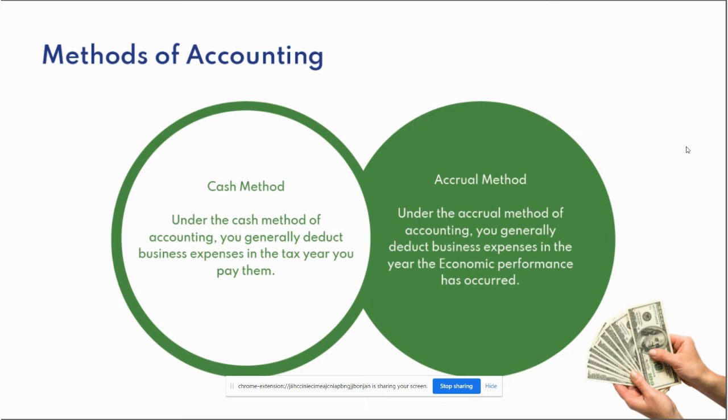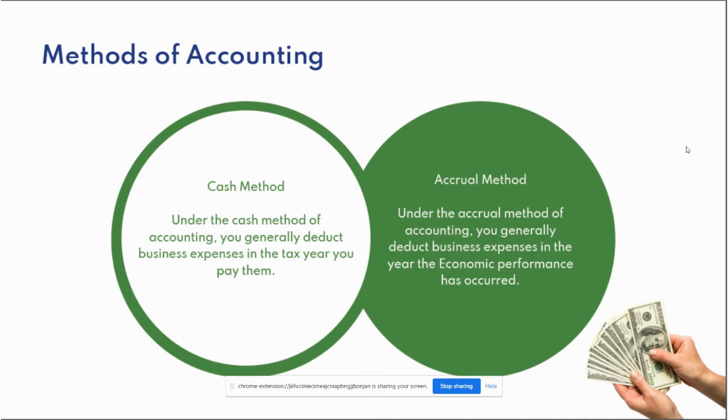So imagine that you're selling a piece of equipment in December, but you collected it in January. You received the money in January, but the sale happened in December. Under the accrual method, that sale is December income. Even though you collected it in January, the sale happened in December, so that's December income. Under the cash method, that becomes January income. So sometimes with the cash method, it's better or worse, depending on the client situation.